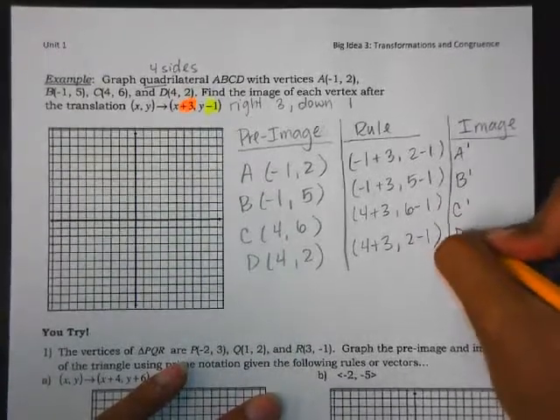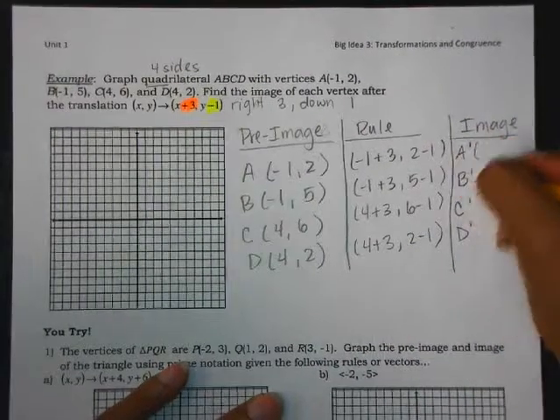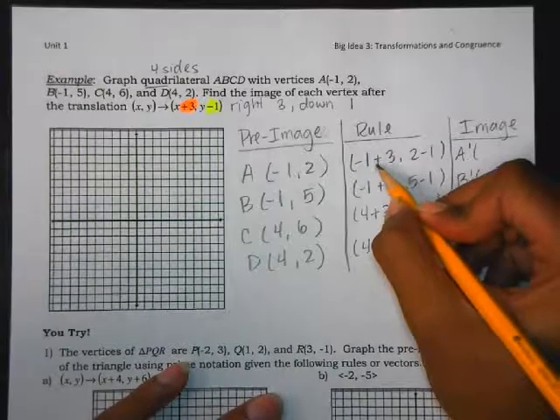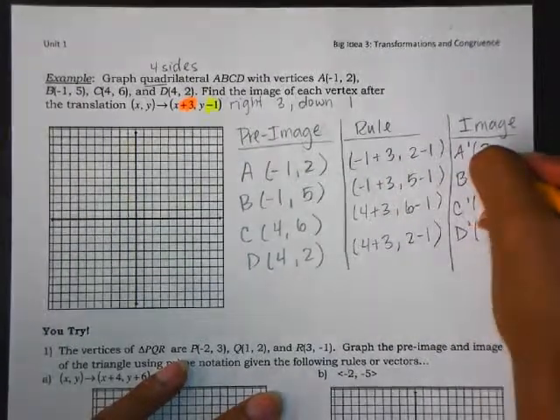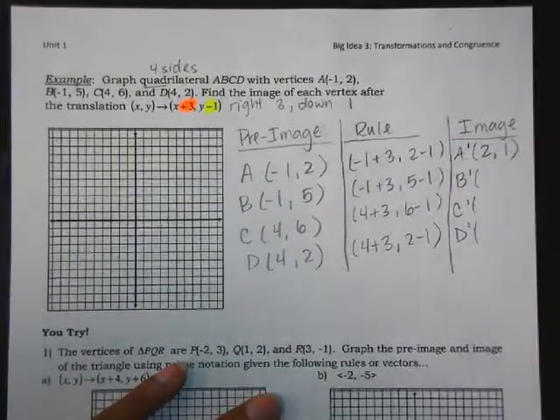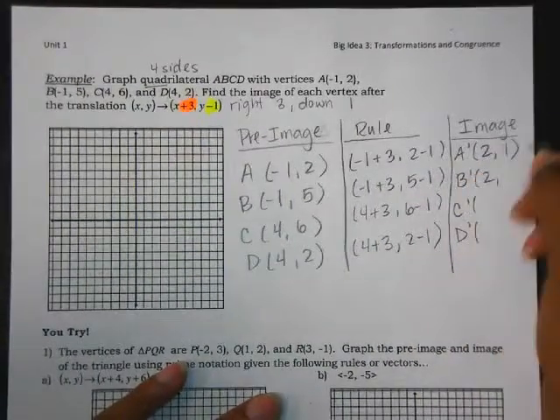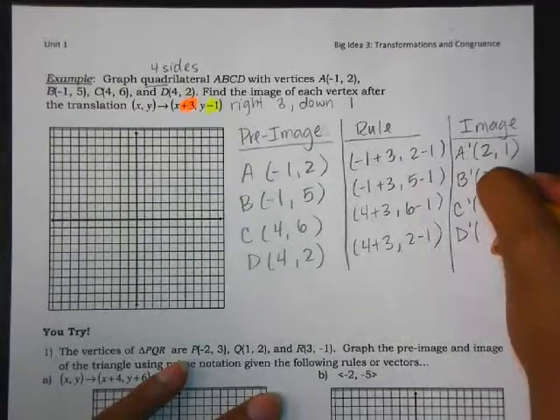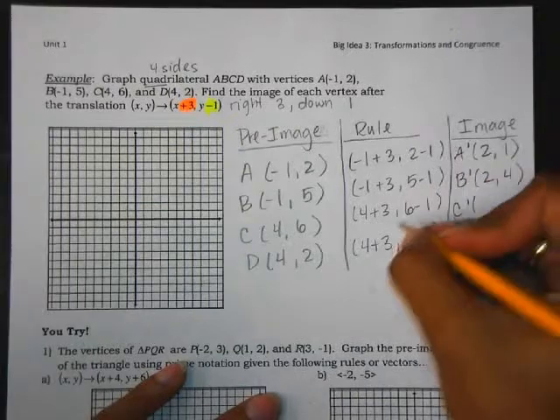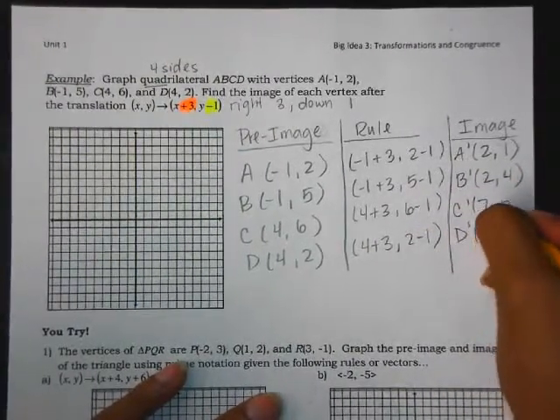Alright? So where are our new points going to be? Well, -1 plus 3 would give me +2. 2 minus 1 will give me 1. -1 plus 3 will give me +2. 5 minus 1 will give me 4. 4 plus 3 will give me 7. 6 minus 1 will give me 5. 4 plus 3 will give me 7. And 2 minus 1 will give me 1.